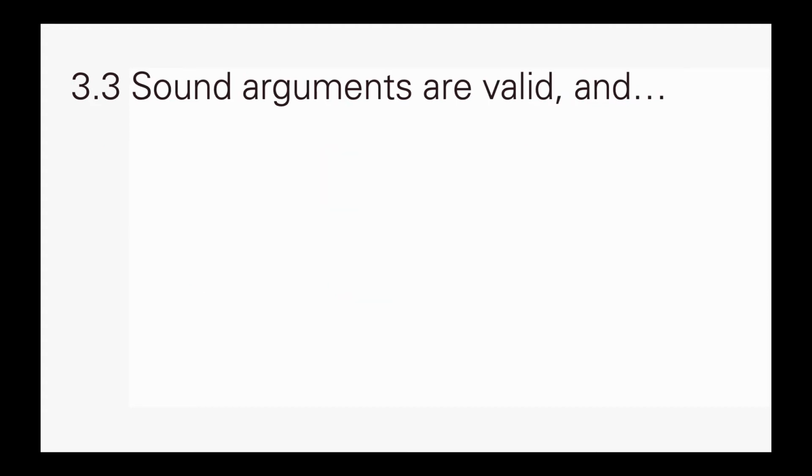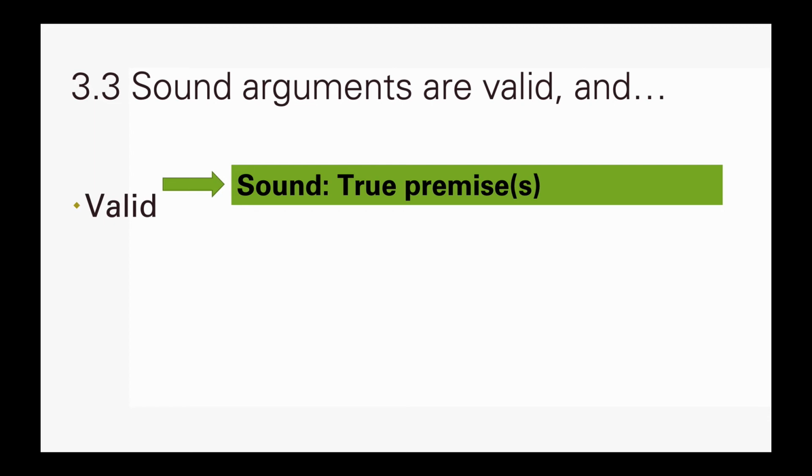Finally, let's talk about sound arguments. We know what a valid argument is. A valid argument is one in which we cannot deny the conclusion without thereby contradicting the premises. That is, contradicting what we've taken to be true. So, a sound argument is valid and has true premises.